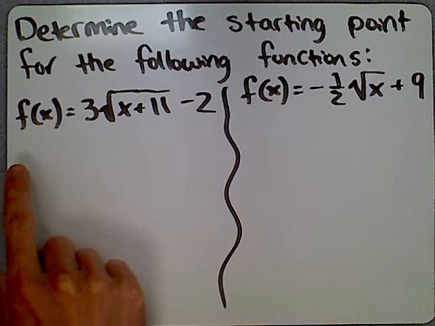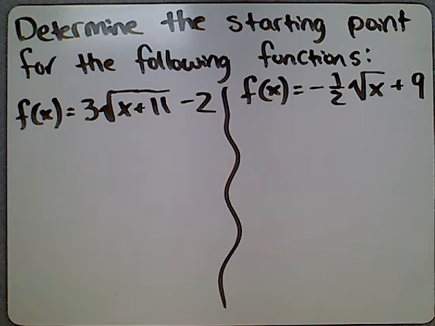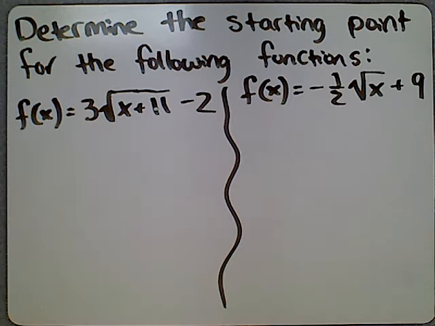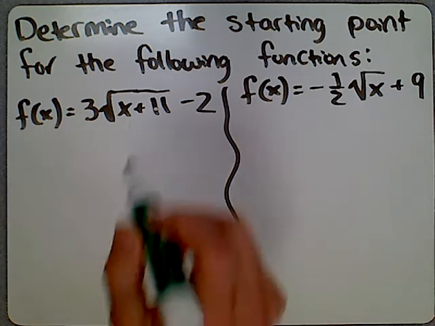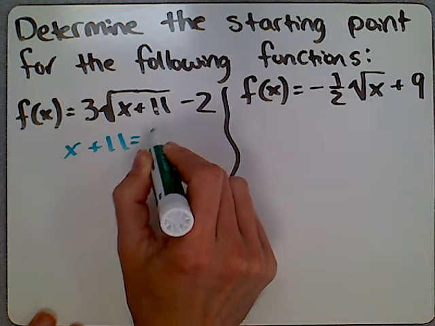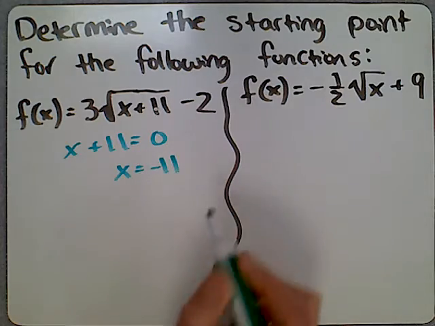So in this case we've got f of x equals 3 times the quantity of the square root of x plus 11, minus 2. Now with this question you still want to focus on what's under the radical and how do we make that 0. So in this case your only focus is on how do we make x plus 11 equal to 0. And in this case, x would need to be negative 11 to make that true.